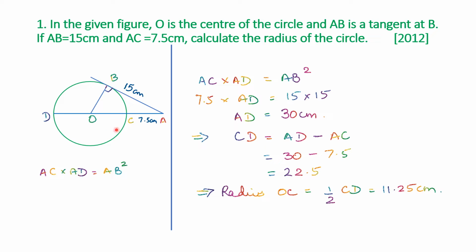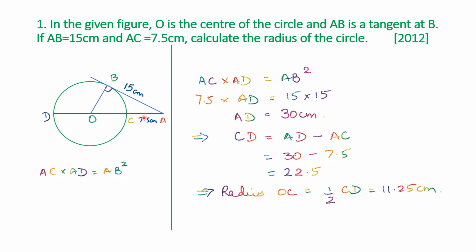Now this is a secant and this is a tangent. So when a secant and a tangent are intersecting each other, from the point of intersection A to one end of the secant, that is AD, into point of intersection to the other end of the chord, that is AC. So I'm getting AC into AD is equal to the tangent multiplied twice. So you get AC into AD is equal to AB square. When I substitute the values, I will get AD, the whole AD, to be equal to 30 centimeters.